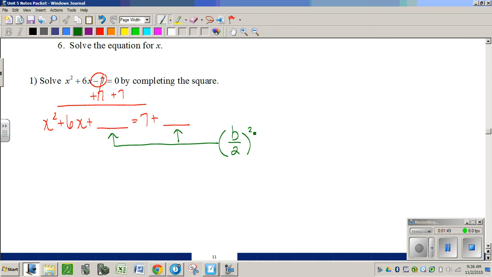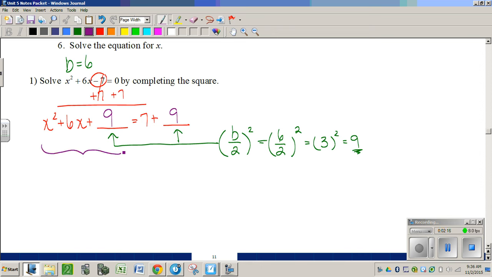My b value in this case is equal to 6. So we're going to take 1/2 of 6, which happens to be 3, and then we're going to square that, so it's going to be 9. So this is the value that I'm going to add to both sides. I'm going to add 9 here to both sides. The reason I'm adding it to both sides is, remember, you want to keep it balanced, so whatever you do to one side of the equation, you have to do to the other.